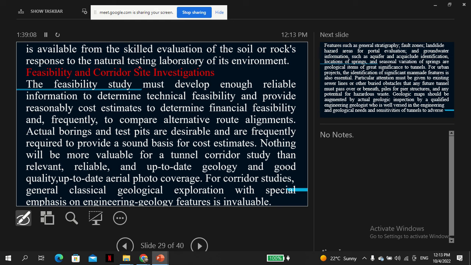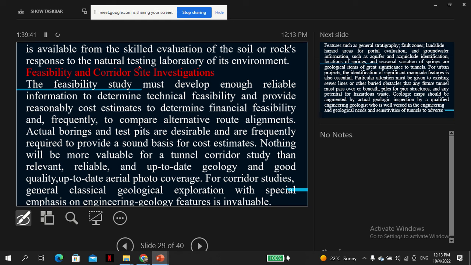accompanied with data. So you don't just say that this decision was made. The decision must be accompanied by evidence, or reasonable data, showing that the decision was made on this basis, and to also make sure that the financial resources are used economically. So provide reasonable cost estimates to determine financial feasibility, and frequently to compare alternative route alignments.